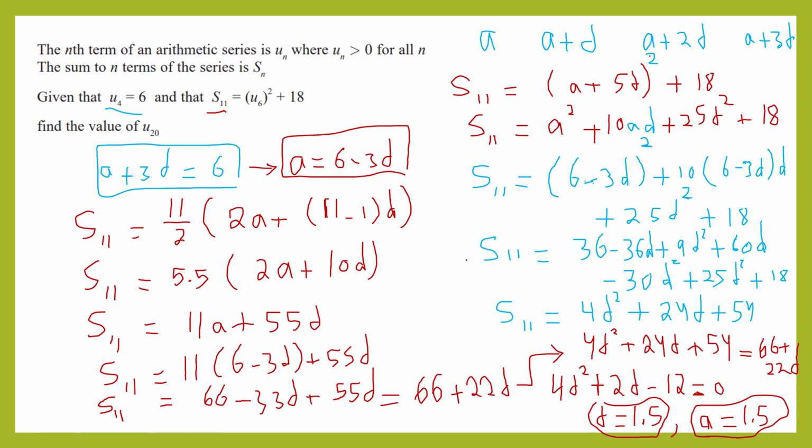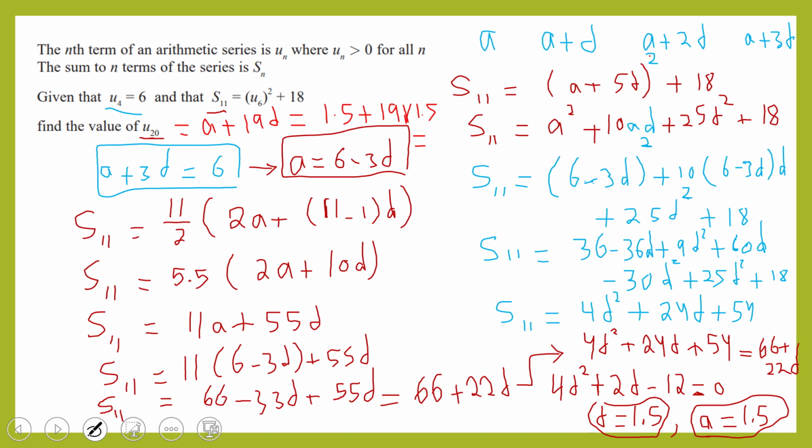Now what's required is to find U20. U20 is a plus 19d. So it will be 1.5 plus 19 multiplied by 1.5. So the final answer, if you calculate 19 times 1.5, is 28.5.